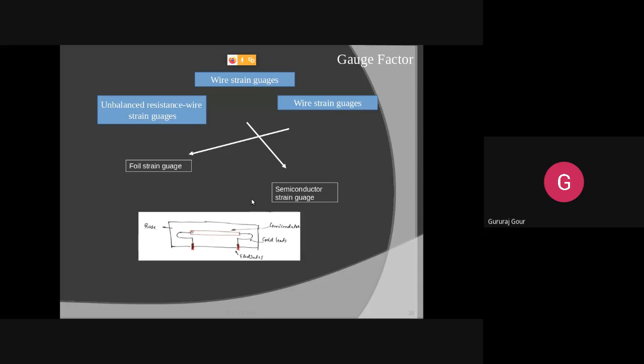So whenever you get a question on this, to discuss strain gauges, you have to discuss all the things except the derivation for the gauge factor. So this one thing you remember: never write the derivation whenever you are going to discuss the classification of strain gauges. Okay.